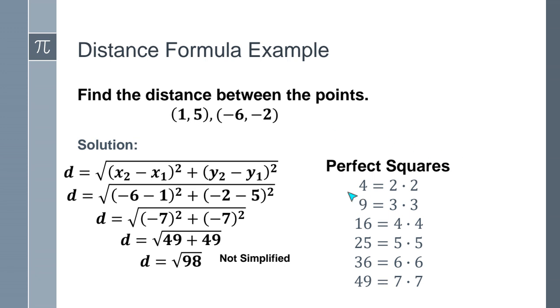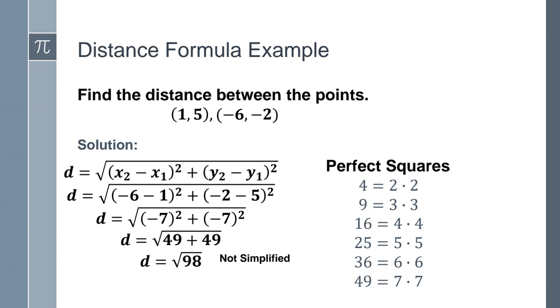the square root of 4, and that's going to give us a 2. The square root of 9 will give us a 3, and so on. So what you want to do is look at your number 98 and ask yourself, can I rewrite 98 so that I can use one of those factors as a perfect square?